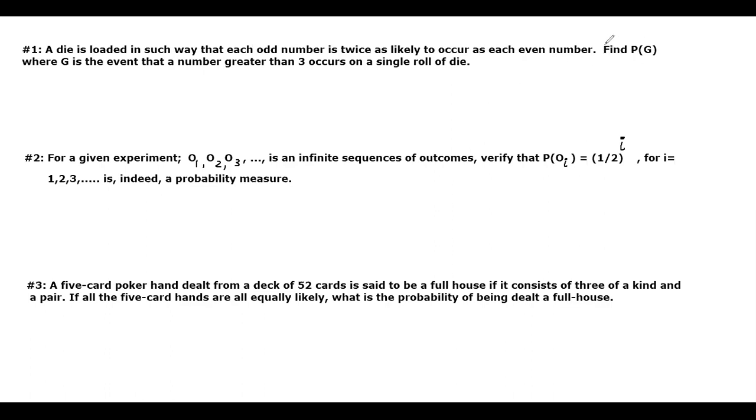What is G here? G is the event that you get a number greater than 3. When you do these types of probability problems, the first thing is to write down what your sample space is. When you roll the die, you have 1, 2, 3, 4, 5, 6, right? And G is the event you want to find. Here, G is the event that you get a number greater than 3. So the event G is 4, 5, 6.